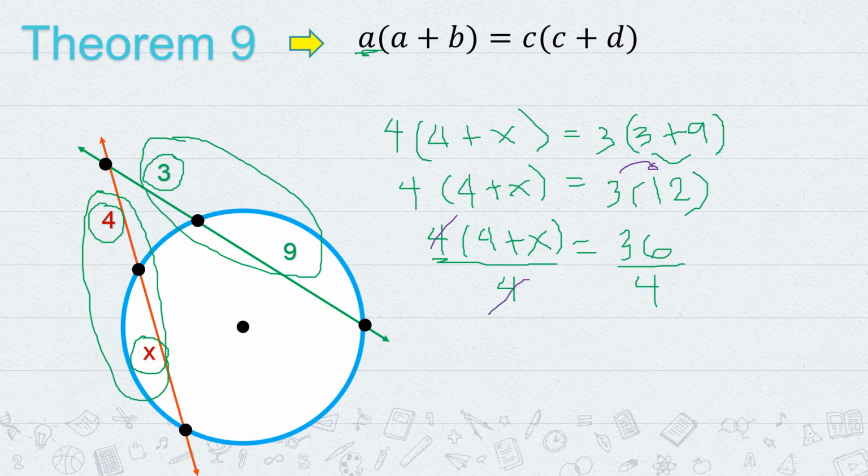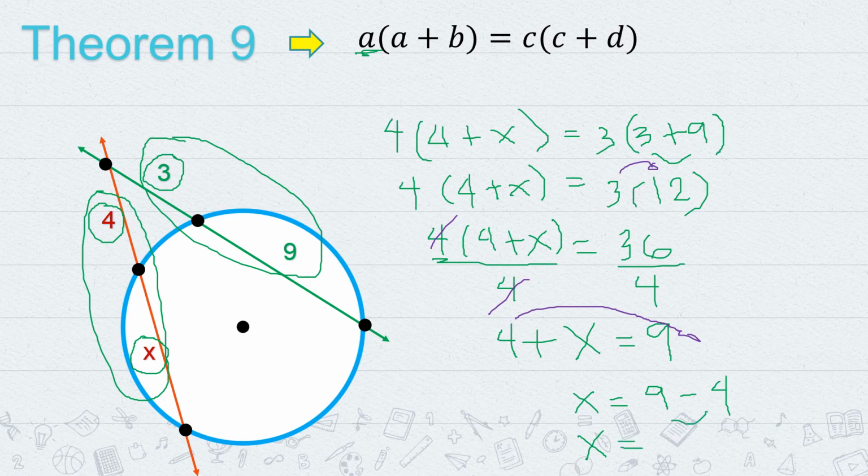So what we have now on the left side is 4 plus x equals, 36 divided by 4 is 9. Next, we transpose 4 to the other side of our equation. So we have here x is equal to 9 minus 4, or you may have negative 4 plus 9. Either way, it will have the same answer. So 9 minus 4 gives us 5. So x is equal to 5, meaning that the measurement of our interior secant segment here is 5 units.